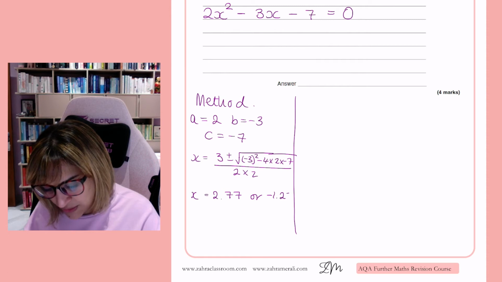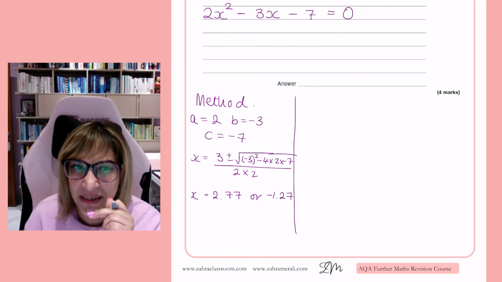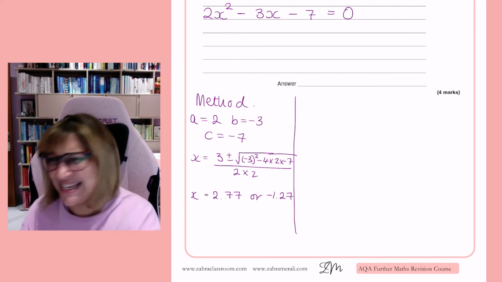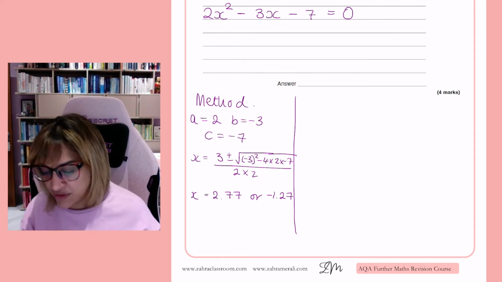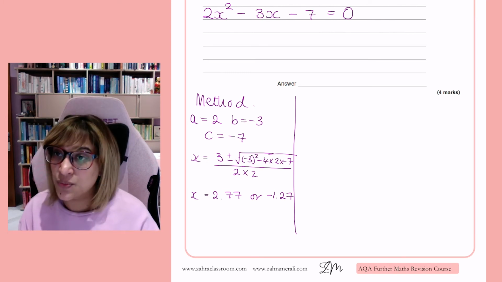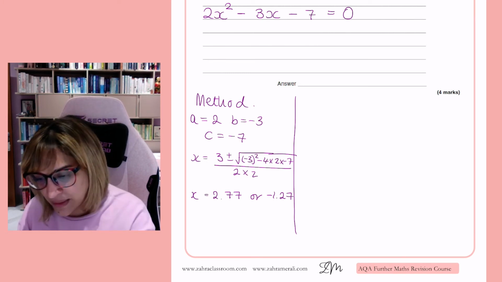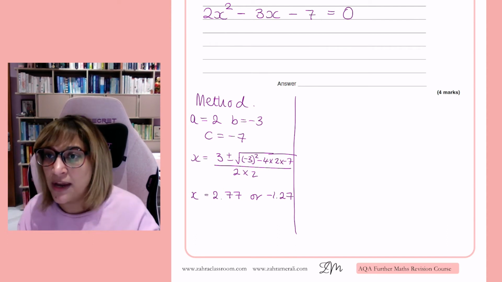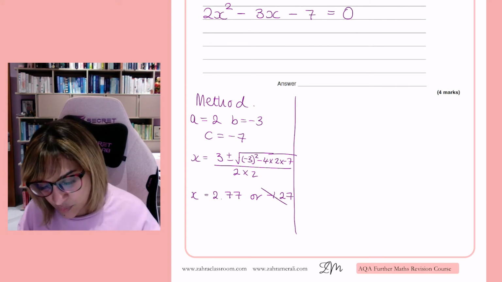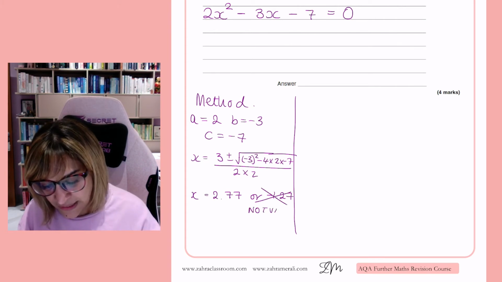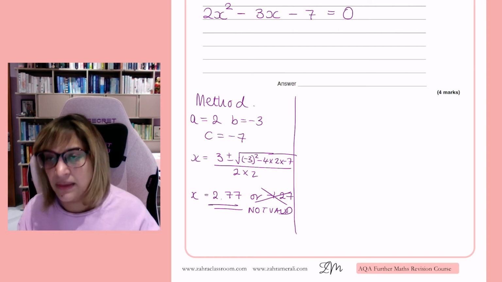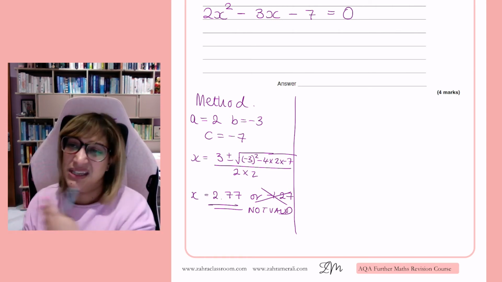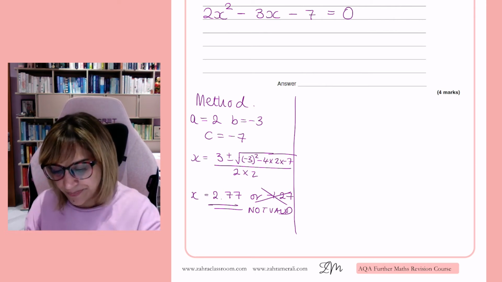minus 1.27. Now, which one isn't valid? Remember, we can't take the square root of a negative number. It's illegal. Dividing by 0 and square root of a negative number. If x was minus 1.27, over here, where you've got x to the half, you would be taking the square root of a negative. So, cross through that, that's not valid. So this is our answer. That's the first way to do it. And you're just sort of writing out your entire formula and then using your calculator.